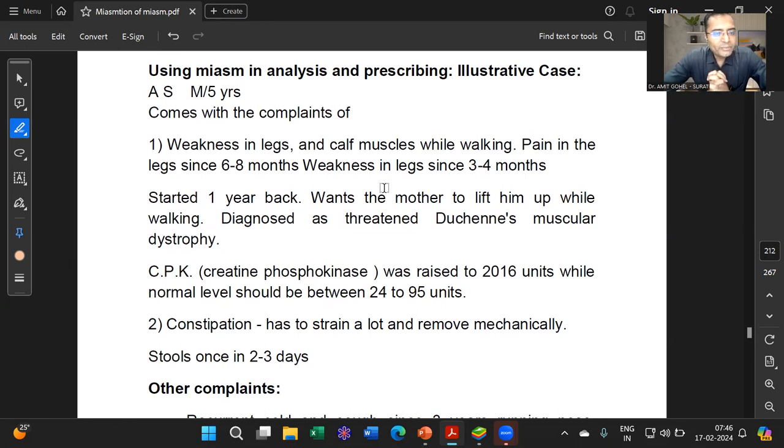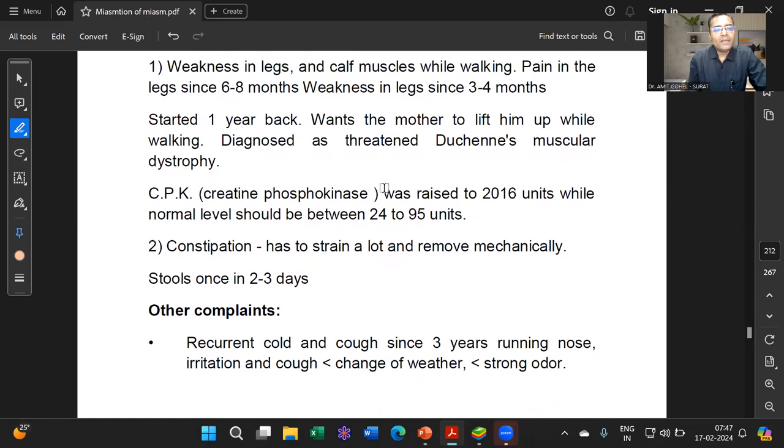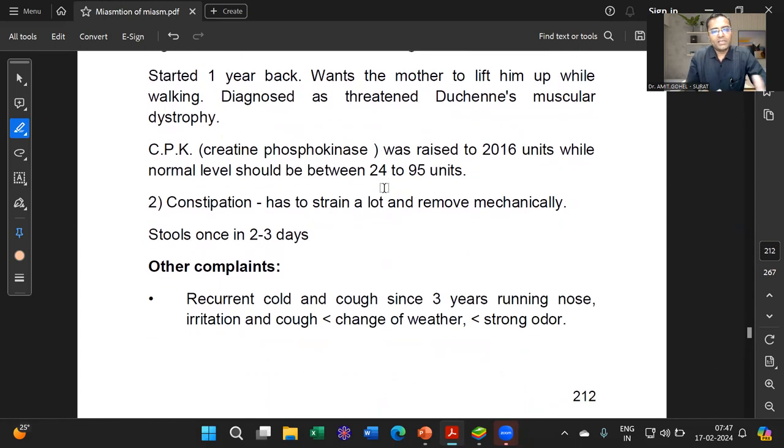A.S., a 5-year-old male, came with the complaint of weakness in the legs, the calf muscles while walking, pain in the legs for 6 to 8 months, weakness in the legs for 3 to 4 months. Started 1 year back, wants the mother to lift him up while walking, diagnosed as threatened DMD, Duchenne muscular dystrophy. His CPK was raised to 2016 units, while the normal level ranges between 24 to 95. Another complaint is constipation. Has to strain a lot and remove stool mechanically once in 2 to 3 days.